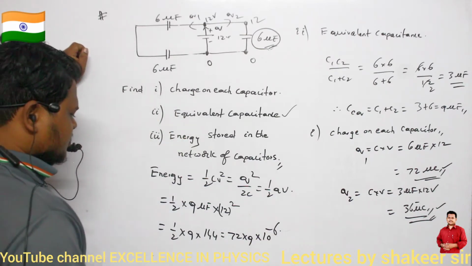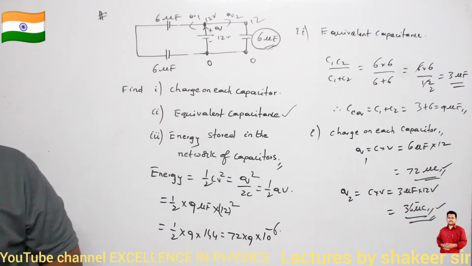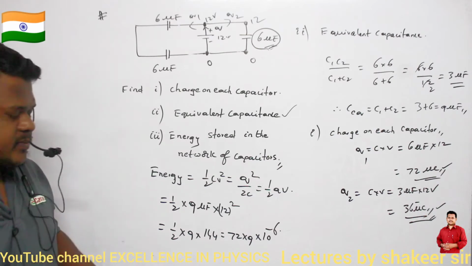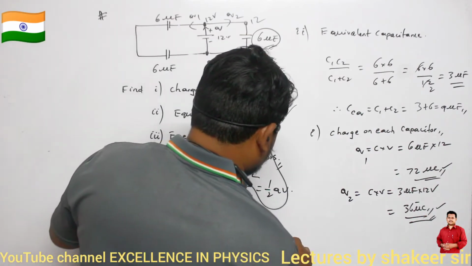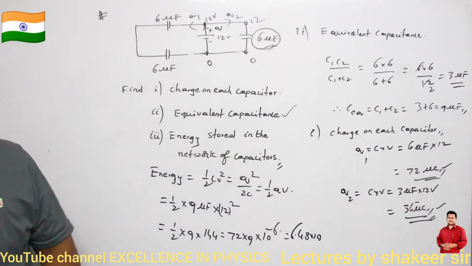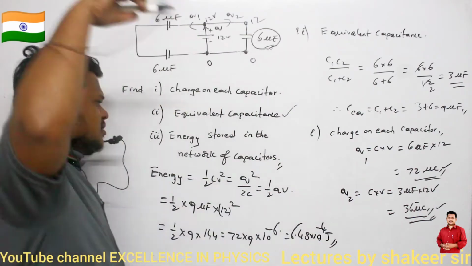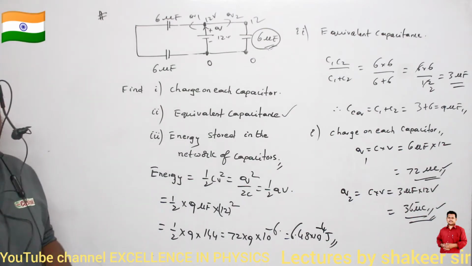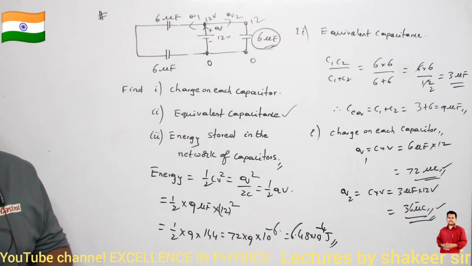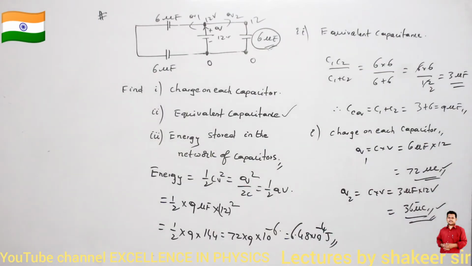So just do this calculation, that should be our answer. The final answer which you should get is 6.48 into 10 power minus 4 joules. So this will be the total amount of energy stored in this system. That is our answer. Any doubt in this one?